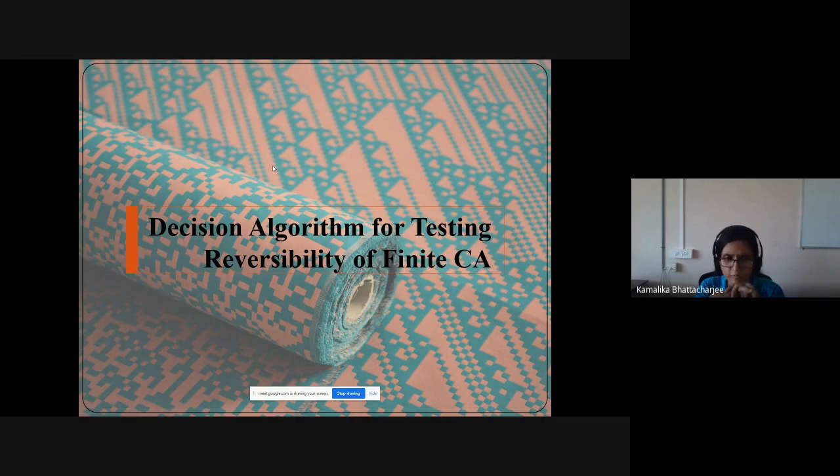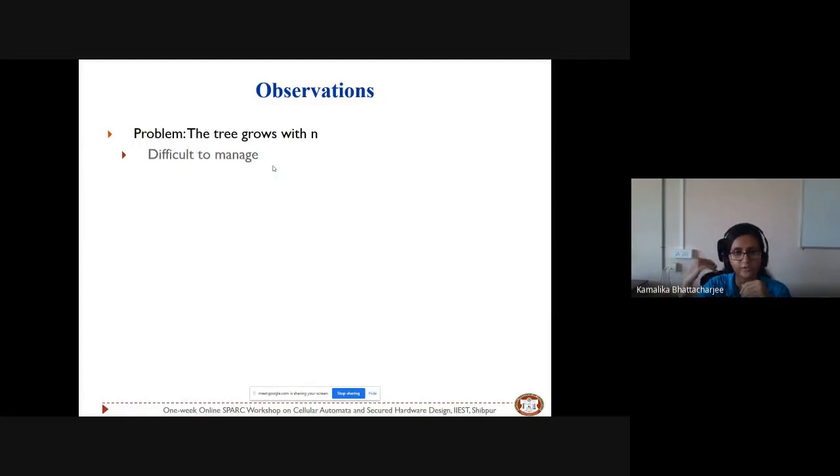But what can be the problem? You can think that our tree, as it is a tree-like structure, will be growing with n. So if it is a very big n we are talking about, then the total number of nodes and edges in the tree might be difficult to manage. So how do we solve it? How do we find an easier structure to manage? There is obviously some solution.